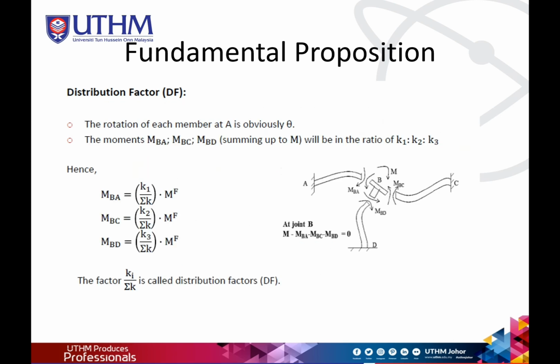To continue what I said previously, they will involve three members: BA, BC, and BD. So MBA, MBC, and MBD will involve a distribution factor of K divided by total K.